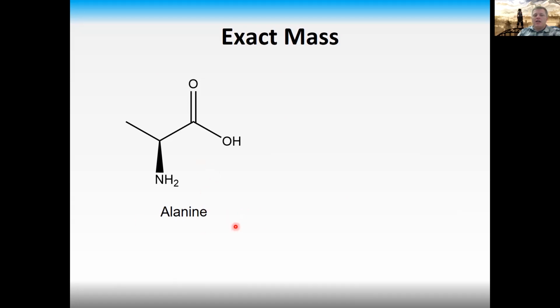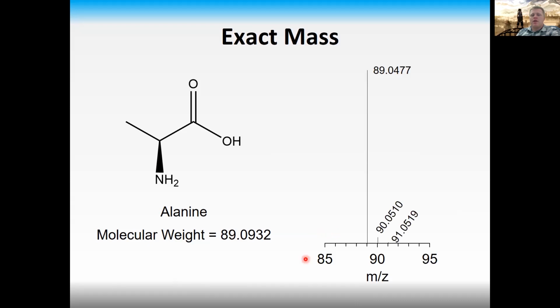Alanine here has a molecular weight of 89.0932. However, when you put alanine into a mass spectrometer, you get a mass spectrum that looks like this, where you have a peak at 89.0477, one at 90.0510, and a third that's usually really small, but sometimes you can see it at 91.0519. So these are our different isotope peaks.